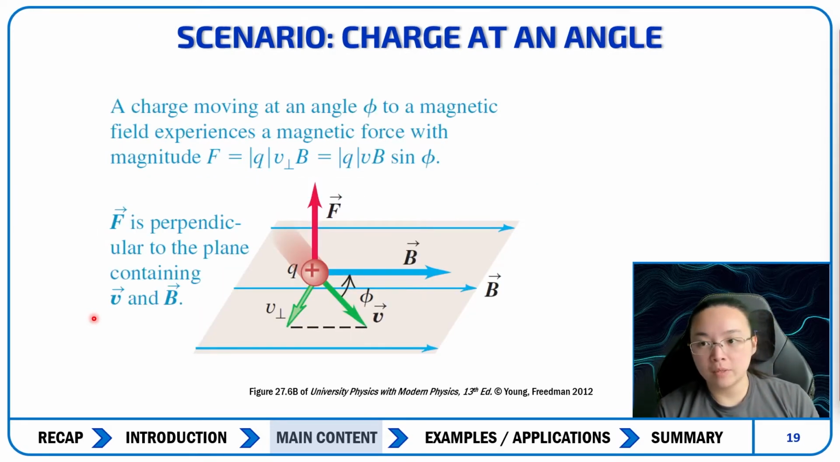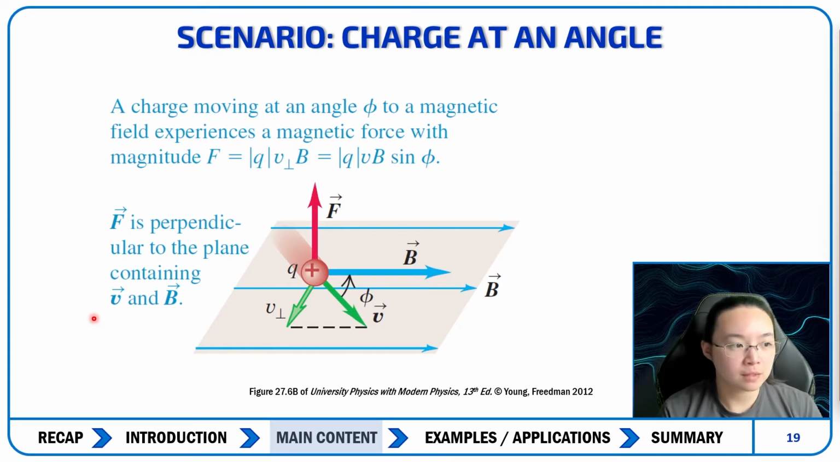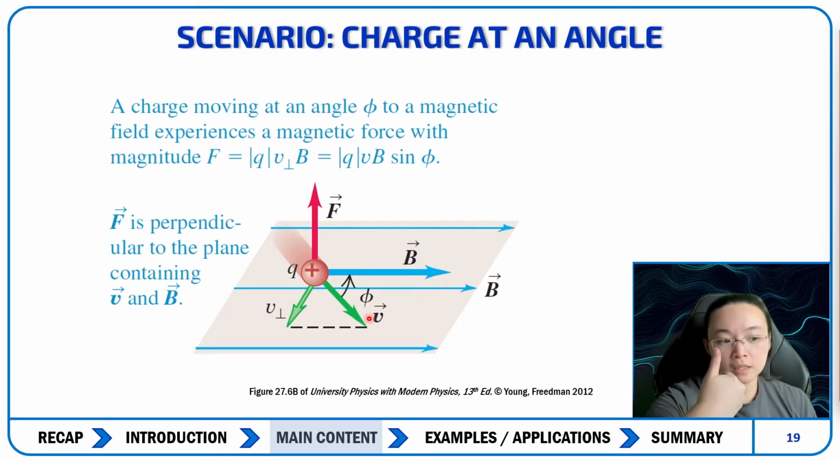Now let's take a look at what happens if your charge is at an angle. Simply put, just use the cross product and you have QVB sine of theta, or sine of phi. You're just going to get a portion of the magnetic force compared to if it were perpendicular. And if you have B going in this direction, we can still figure out the direction of the magnetic force using the right hand rule: V is pointing this way, you curl your fingers towards B, and that means your force is going to be up.